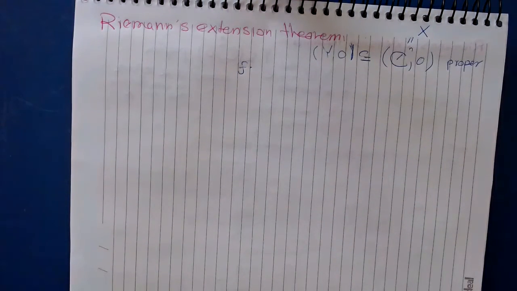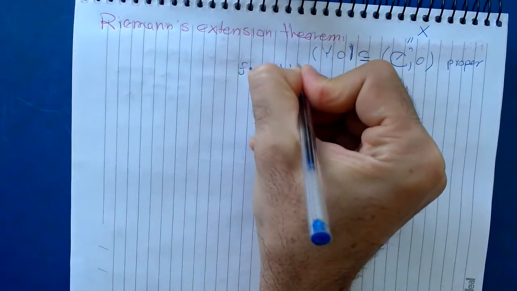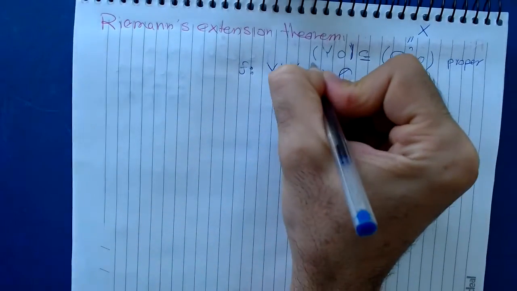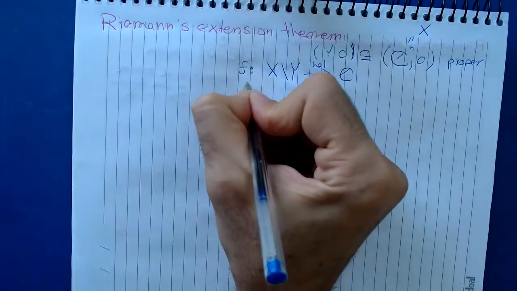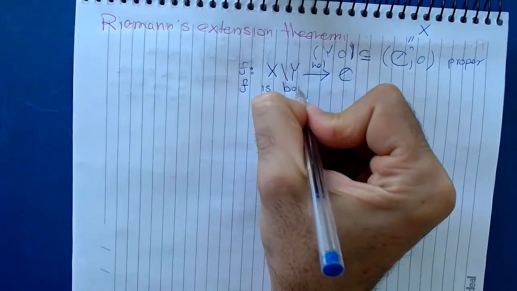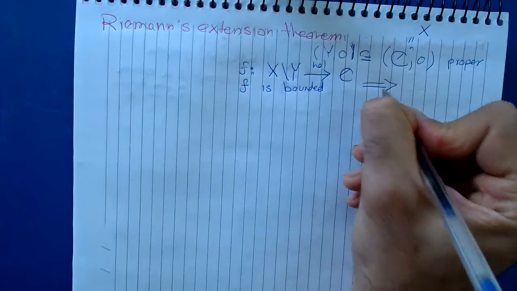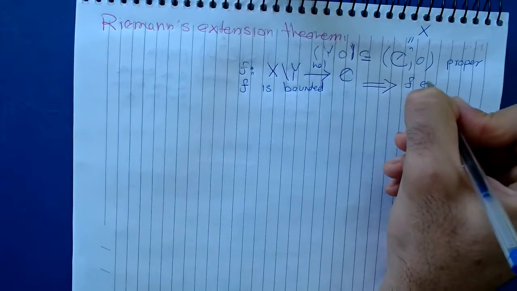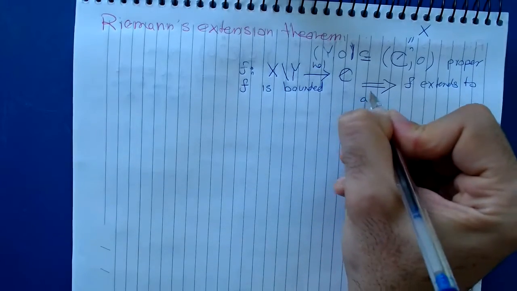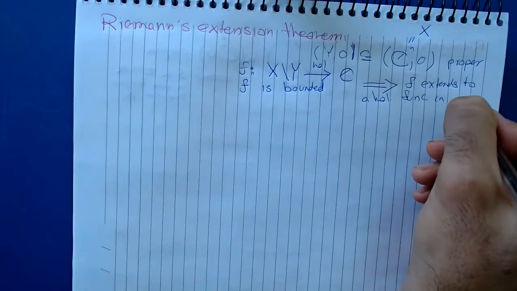So if we have a holomorphic function f from x minus y to C, in general it will not extend, but if we assume that f is bounded, so it means that it doesn't go to infinity, this will imply that f extends to a holomorphic function in X.